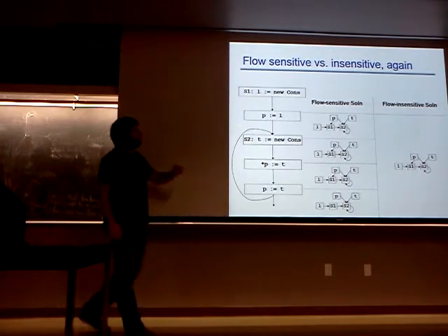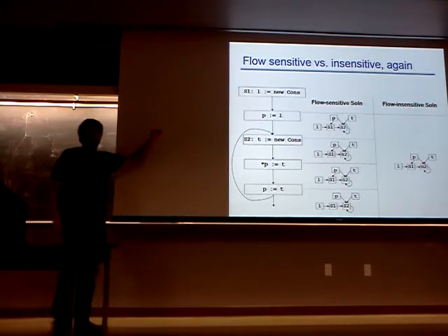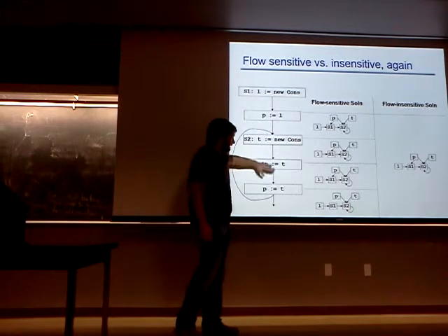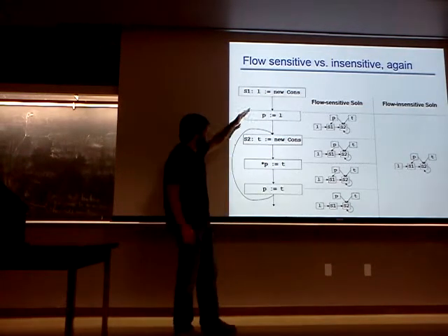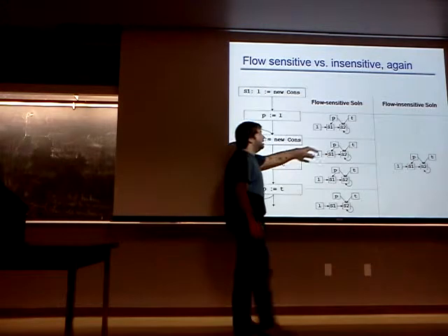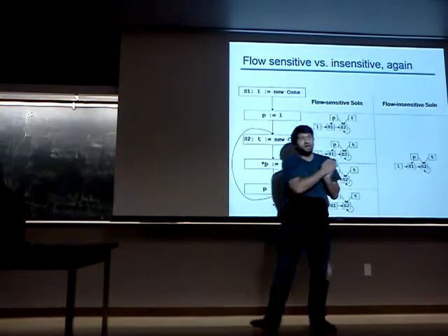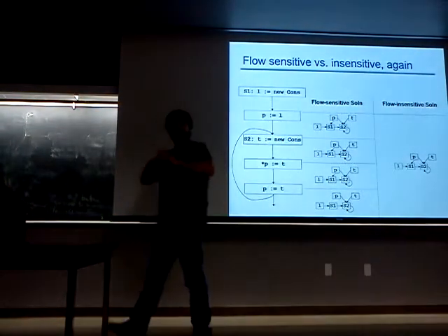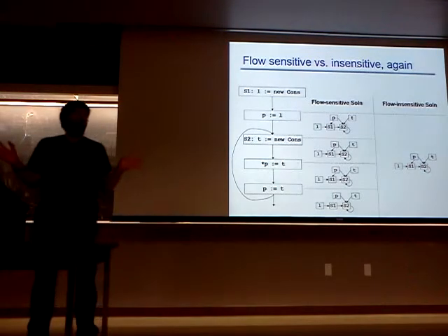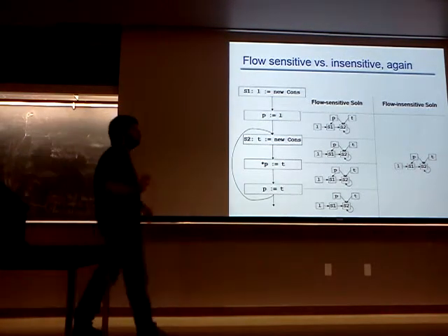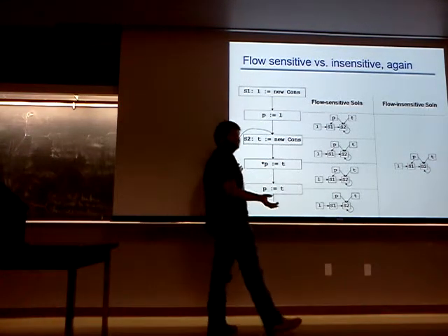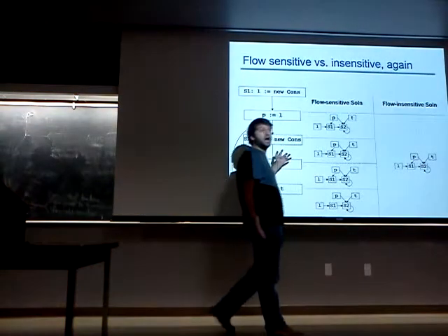Because of that, the order matters, right? So the order of the statements matters, and we have to do this iterative data flow analysis where we reach a fixed point. Flow insensitive, we basically throw away the order in which the statements are in the program, and we store one graph, one piece of information, for the entire program.